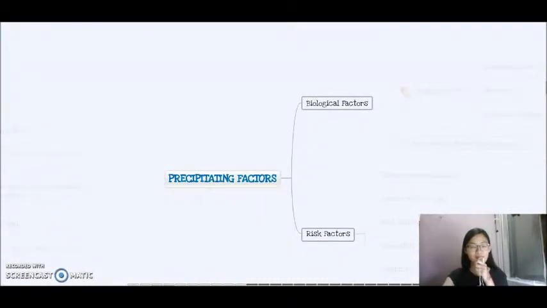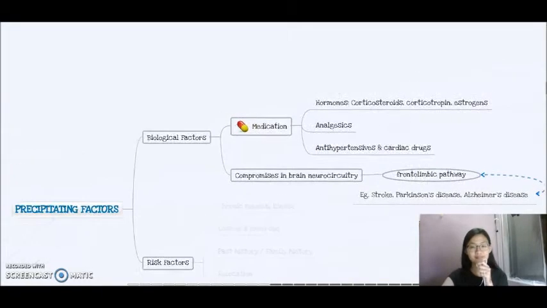For precipitating factor, I've divided into 2, which are biological factor and risk factor. Medication such as hormone, corticosteroid, corticotropin, estrogen, analgesic, as well as antihypertensive and cardiac drugs. These medications have side effects that tend to make the elderly develop depression.